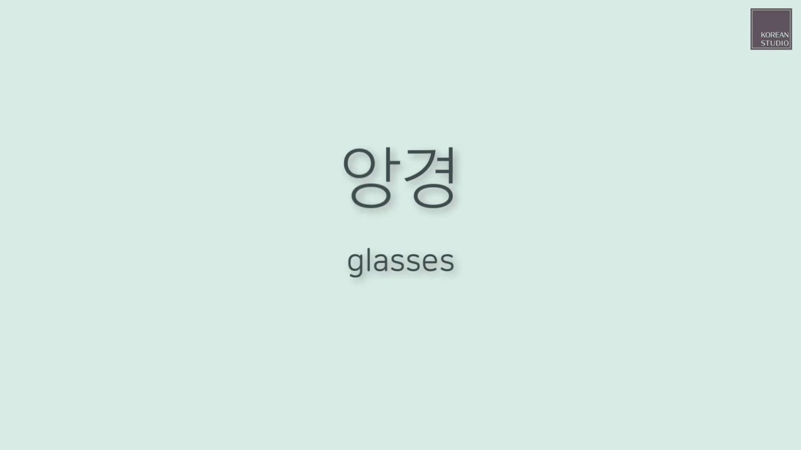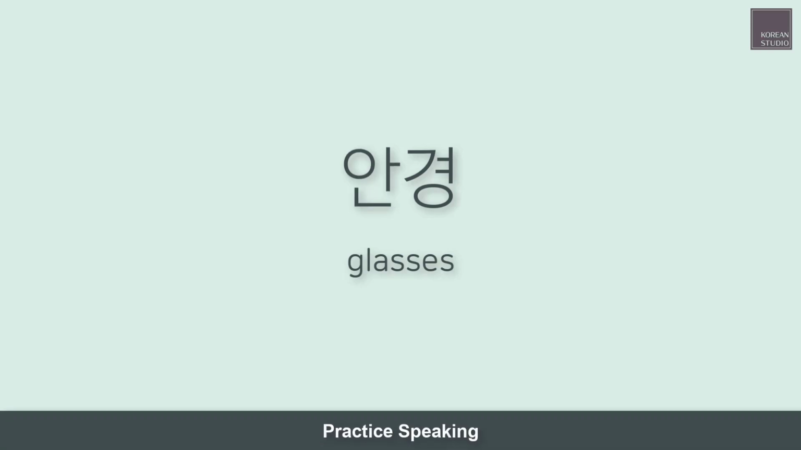Now the last two words are related to glasses, and first we have the word for regular glasses, and this is called 안경. Now in terms of pronunciation, in fast speech, the 안 in the first syllable almost sounds like 앙, so it sounds like 안경. Say that with me. 안경.